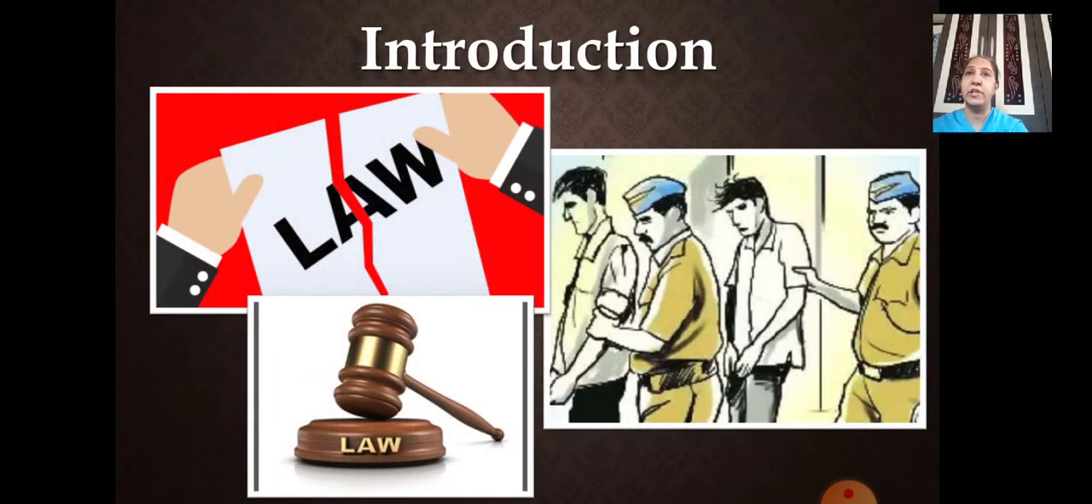Now let's begin with the introduction. Children, when we see someone violating the law, what immediately comes to our mind? We immediately think of informing the police. You might have seen, either in real life or in the movies, police officers filing reports and arresting persons, correct? This is what practically you have seen in your life.